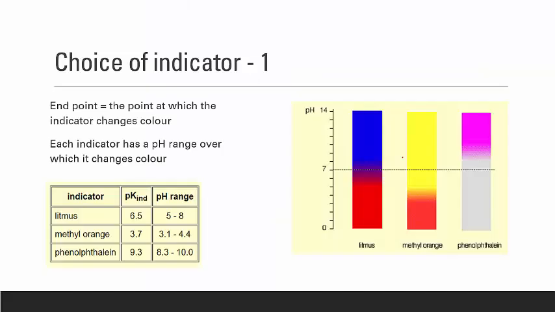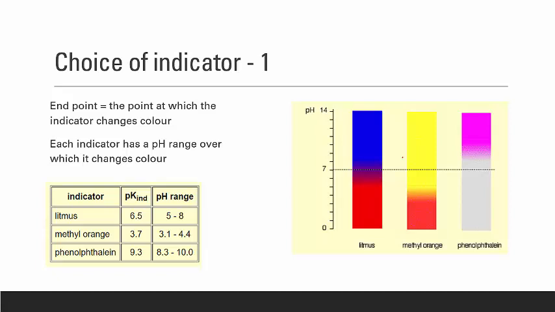Okay, now moving on to indicators. So when we do a titration, it's really important that we choose the correct indicator. An important term that we need to be aware of is the end point of the titration. The end point is the point at which the indicator changes color. Now, different indicators change color at different pH levels. So each indicator has got what's called a pH range. That's the range over which it changes color.